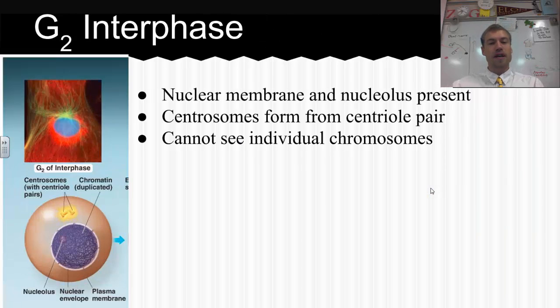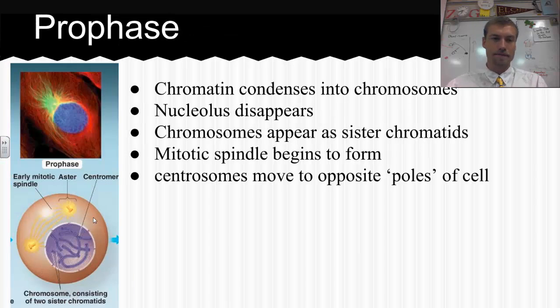So G2 of interphase, at this point, the nuclear membrane and the nucleolus are present. We can see them. Our centrosomes are going to form from a centriole pair. So a centrosome is the whole thing with centriole pairs being inside. And what's going to happen is that the cell is going to be preparing. There are some regulatory things that happen, and we'll discuss the regulatory things in the next unit.